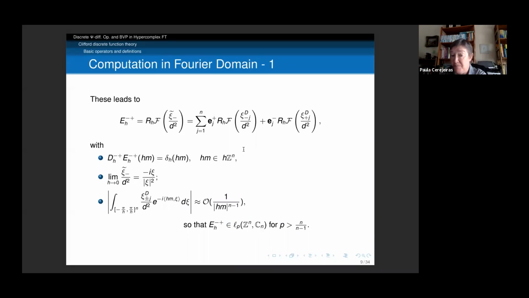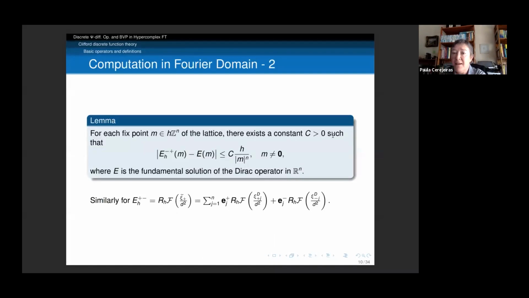The properties are simple. When the lattice mesh goes to 0, this symbol is going to coincide with the standard symbol of the Dirac operator. And the Fourier transform of this discrete symbol is going to have a very nice decay of the order of n-1. And this ensures that the discrete fundamental solution is now in L^p space for p larger than n divided by n-1.